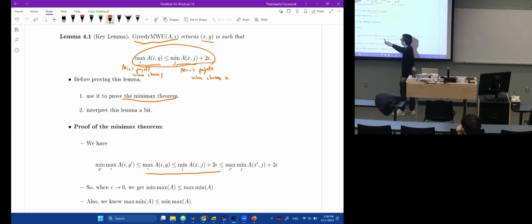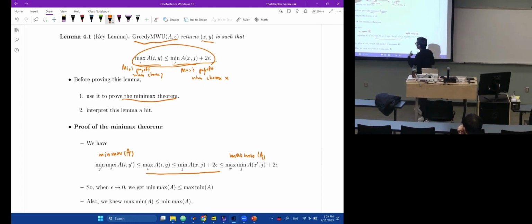Suppose that here, I can just say, okay, let's minimize over all y. And minimizing over all y, this is going to be less than this one. Let's maximize over all x. Instead of fixing one x, I get this thing. And what is this? This is min max of A. This is max min of A.